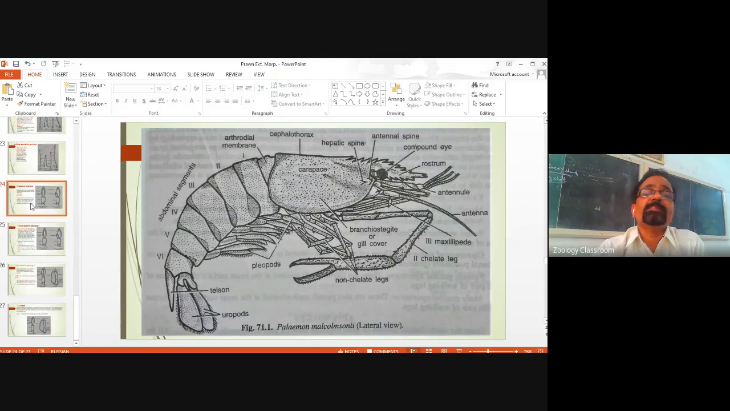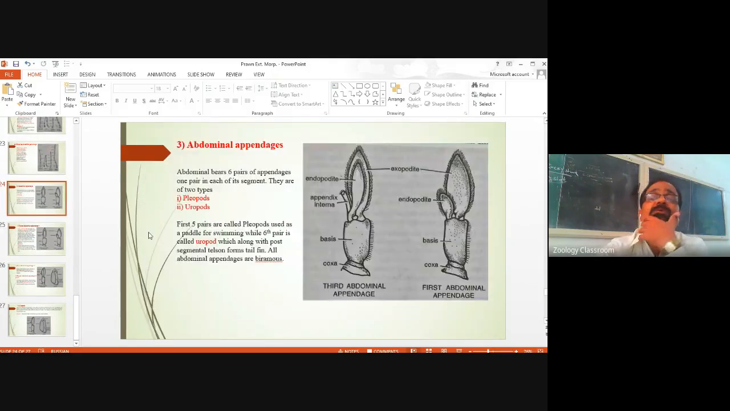Okay. Now, six pairs of appendages are there. They are pleopods and uropods. The first five pairs are called pleopods, used as paddles for swimming. Now these are the swimming appendages, while the sixth pair is the uropod, which is along the last segment. Together with the telson it forms the tail fin.